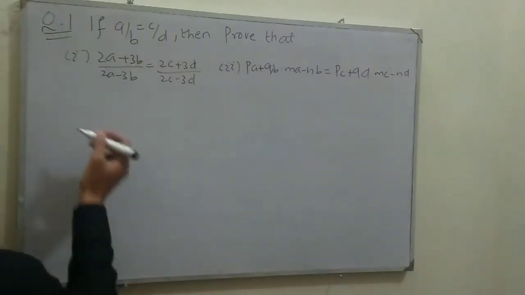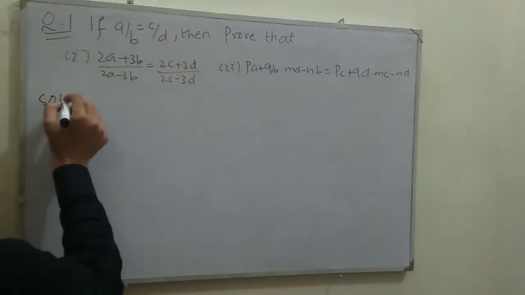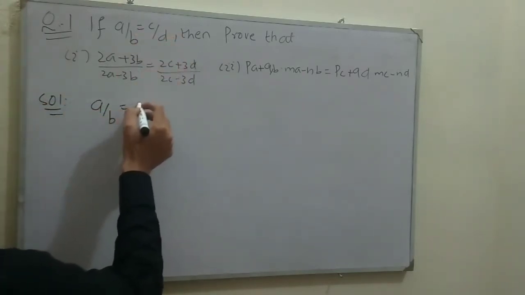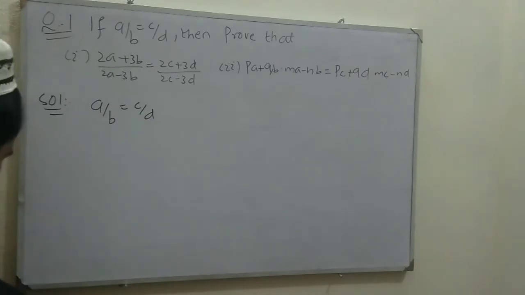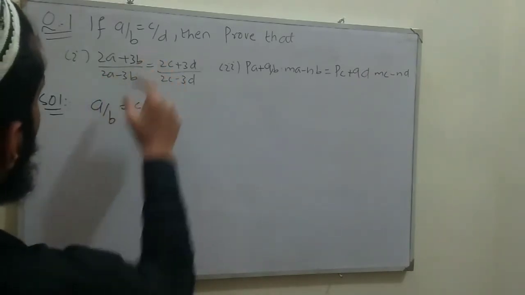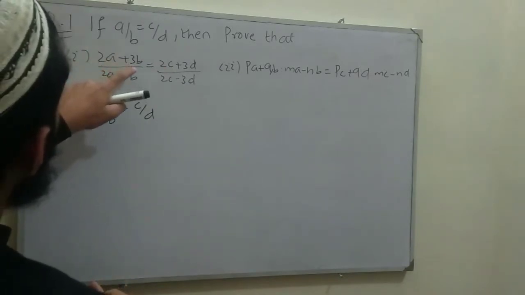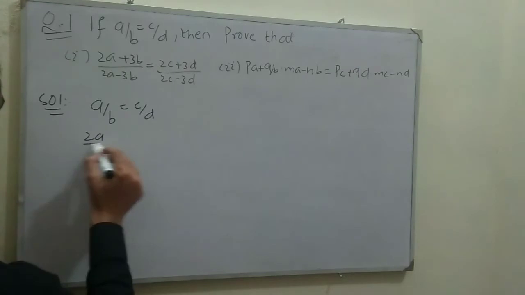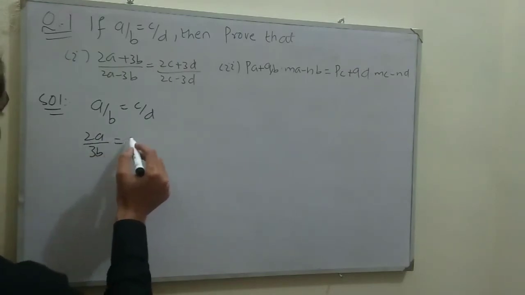First we are going to prove the first part of the question, taking the given, which is A divided by B is equal to C divided by D. Now in part 1, if we see the required, here is 2 and 3, so multiplying 2 divided by 3 to both sides, 2A divided by 3B, so multiplying 2 by 3.